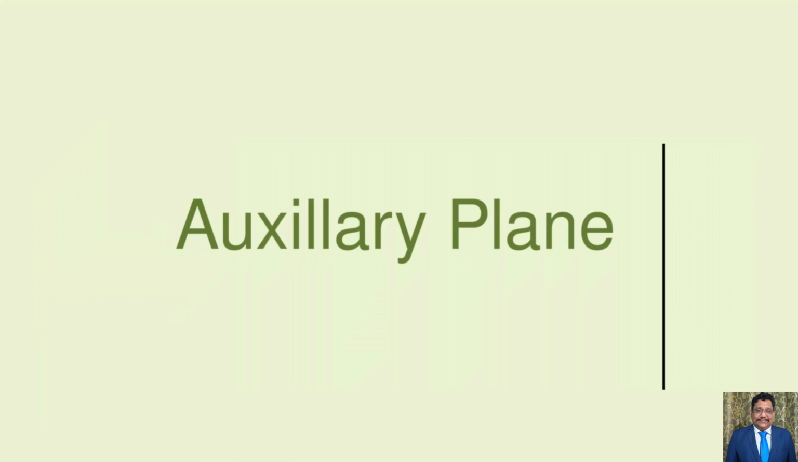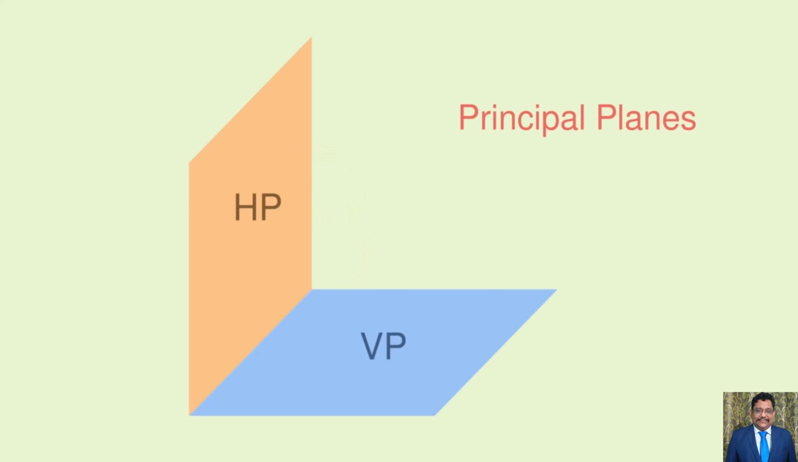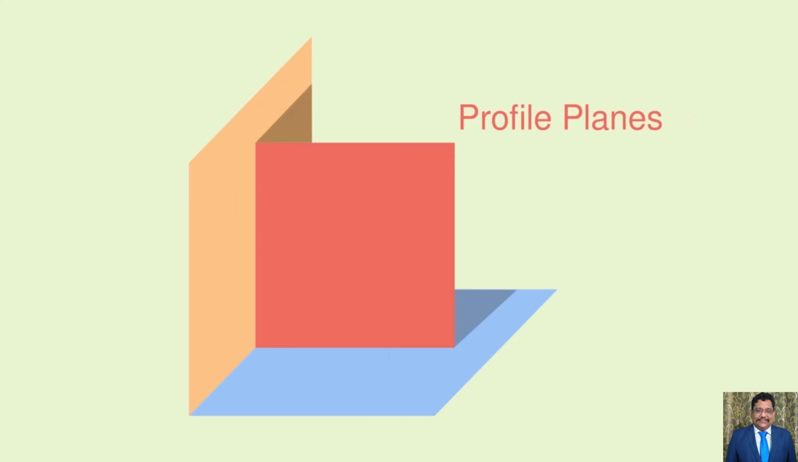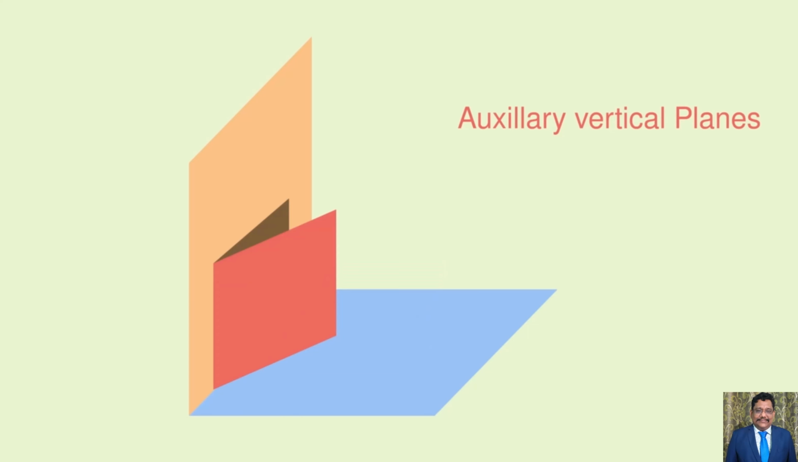Auxiliary plane. Planes can be divided into 3 categories. Principal planes: we know that the principal planes are the horizontal plane and the vertical plane. Profile plane: this plane is perpendicular to HP and VP. Auxiliary planes: the auxiliary inclined plane is perpendicular to VP and inclined to HP. The auxiliary vertical plane is perpendicular to HP and inclined to VP.